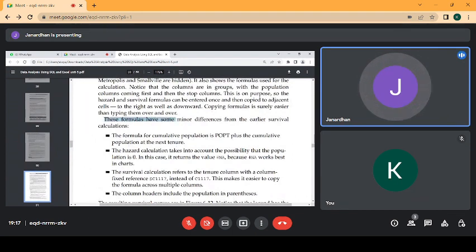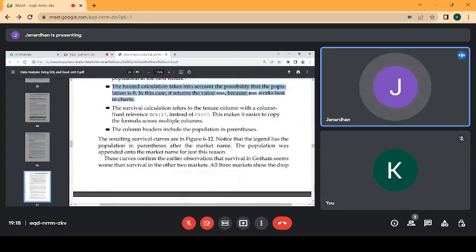The formulas have some minor differences from the earlier survival calculation. The formula for cumulative population is POPT plus the cumulative population at the next tenure. The hazard calculation takes into account the possibility that the population is zero. In this case, it returns the value NA because NA works best in charts. The survival calculation refers to the tenure column with a column-fixed reference instead of this one. This makes it easier to copy the formula across multiple columns. The column headers include the population in parentheses.